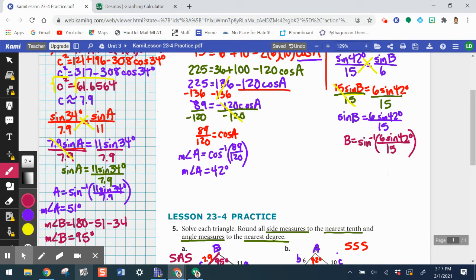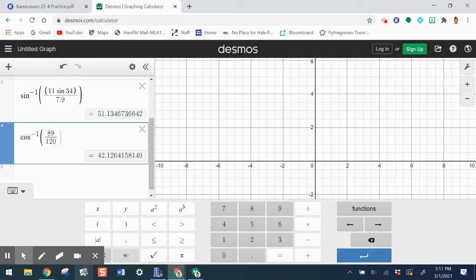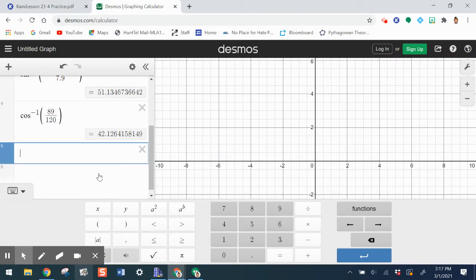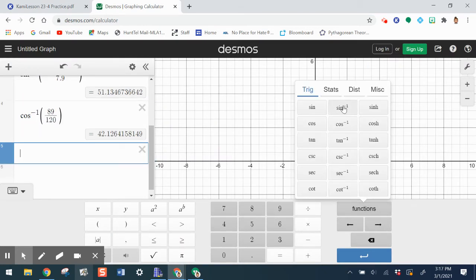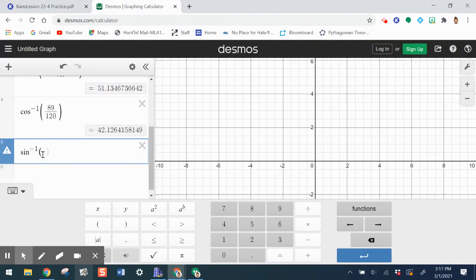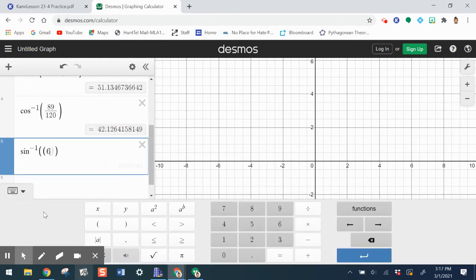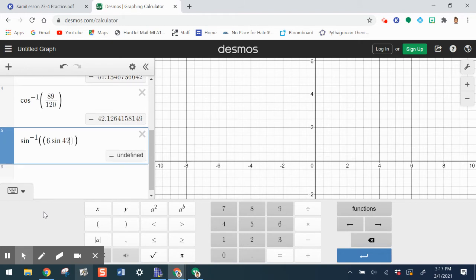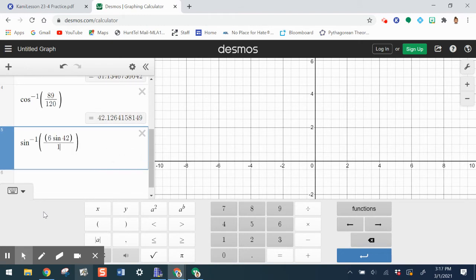So the sine inverse of 6 times, and I'll go and write the measure of angle B because that's technically what we're finding. 6 times the sine of 42 over 15. So don't forget to do the sine inverse. You'll get a really weird answer if you don't. So the sine inverse, I'll go and put an extra parentheses, 6 times the sine of 42 divided by 15.